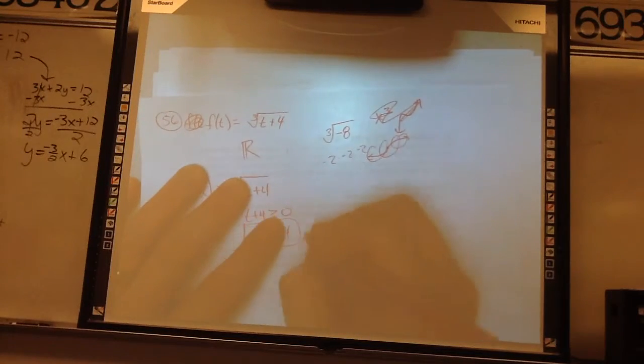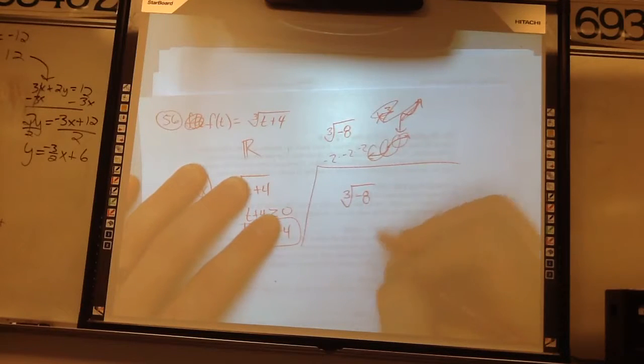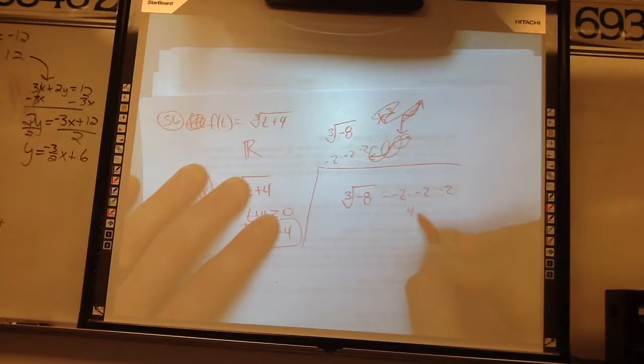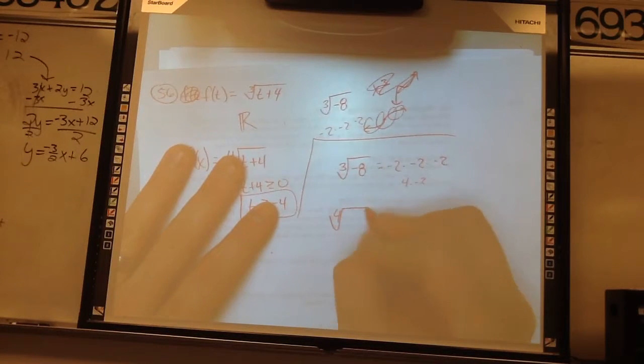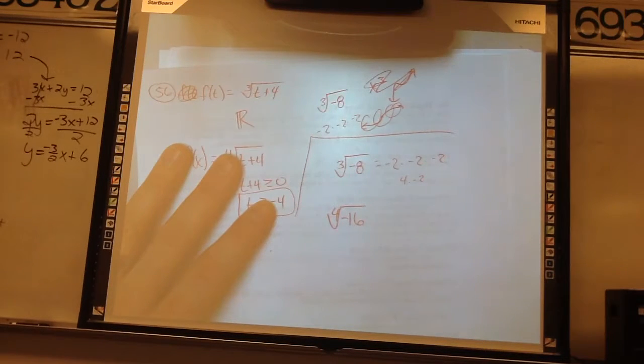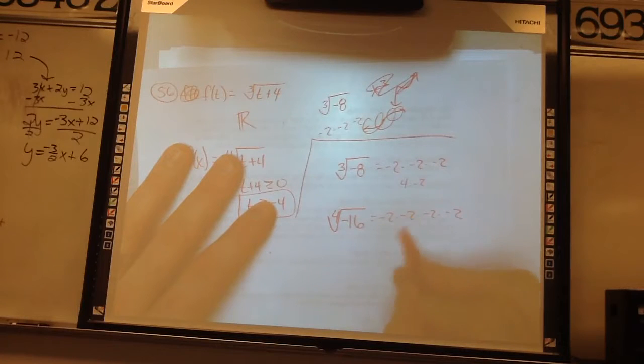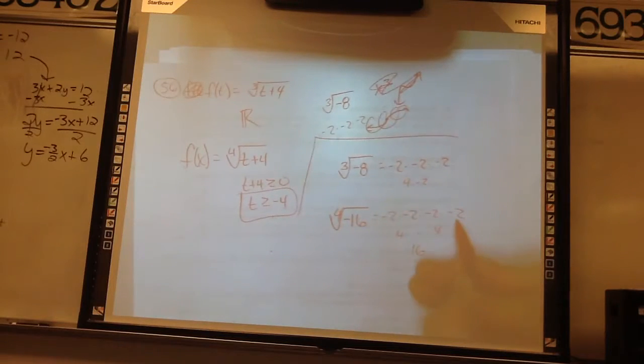Okay, I'm still lost. Do you know what the third root of -8 is? Yeah, -2, because -2 times -2 times -2: a negative times a negative is positive, times a negative is a negative. That's where you break it down. But if you do an even number, like the fourth root of -16, it's not -2, because -2 times -2 times -2 times -2 is positive 16. If you multiply a number times itself an even amount of times, the result will always be positive.